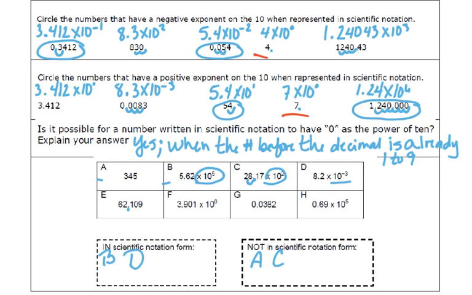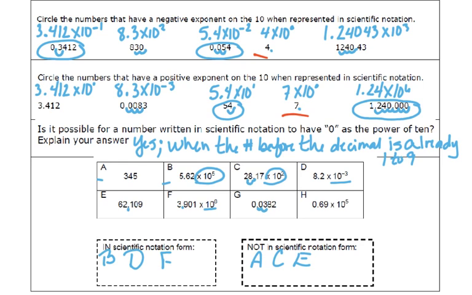E, the decimal's not in the right place, and I don't have the times 10 to the exponent, so E is not in scientific notation. F, the decimal is in the right spot, and I've got times 10 to the 8th, so F is in scientific notation. G, the decimal is not in the right spot.